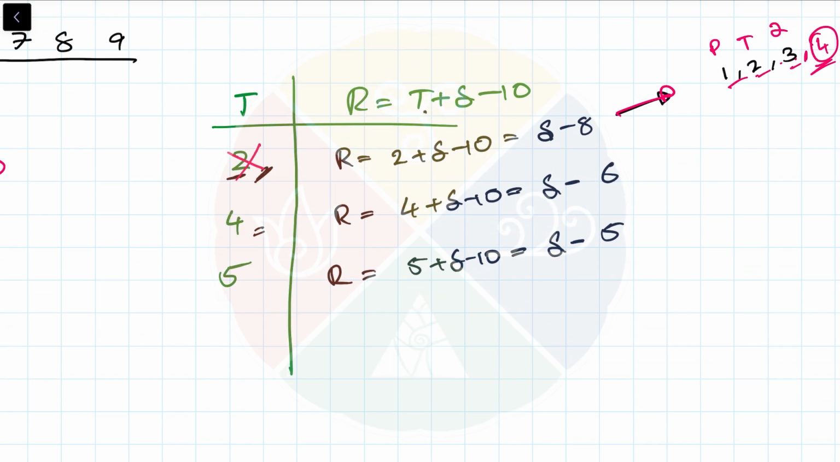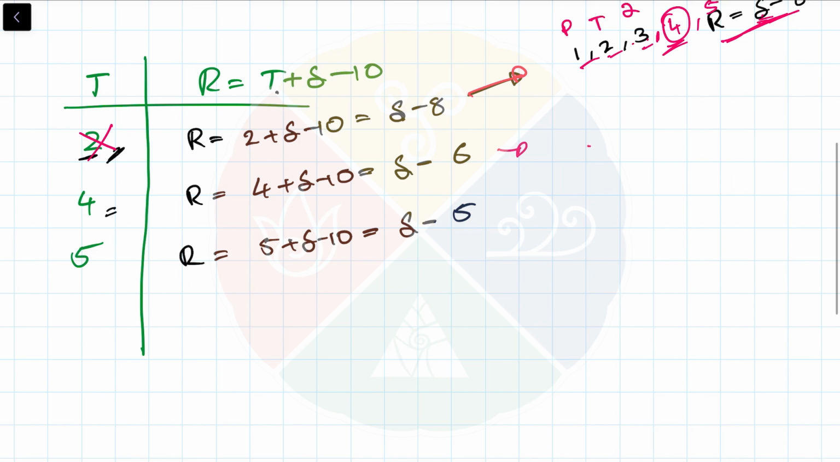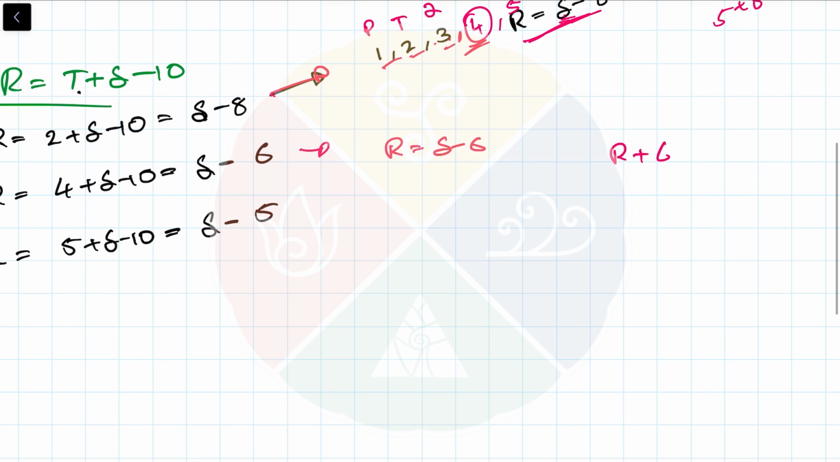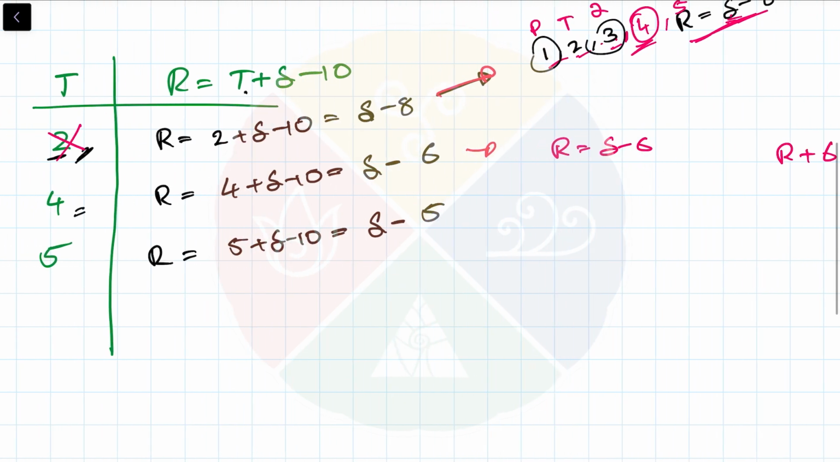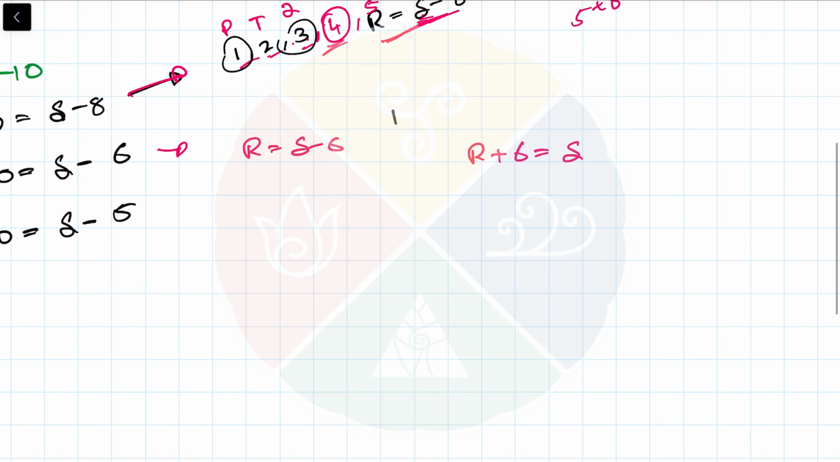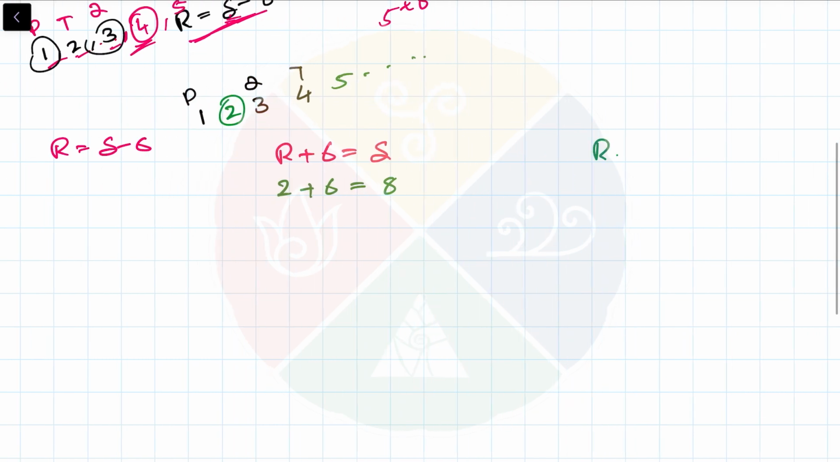Now we have to go to the next scenario. Again, here I can say R is equal to S minus 6. Taking 6 to the other side, R plus 6 is going to be S. Here 1 and 3 are occupied, and T is 4. So 1, 3 and 4 are occupied by P, Q and T. The values available are 2, 5 and so on. If I take R to be 2, 2 plus 6 is going to be 8. That is a combination. R comma S can be 2 comma 8.